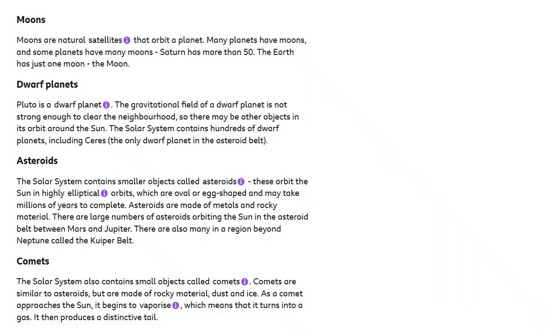Okay, so moons. Moons are natural satellites that orbit a planet. Many planets have moons and some planets have many moons. Saturn has 50. The Earth just has one natural satellite and that is our moon.